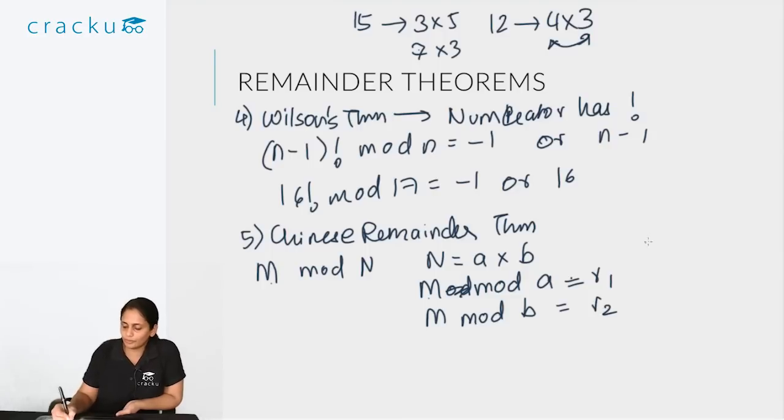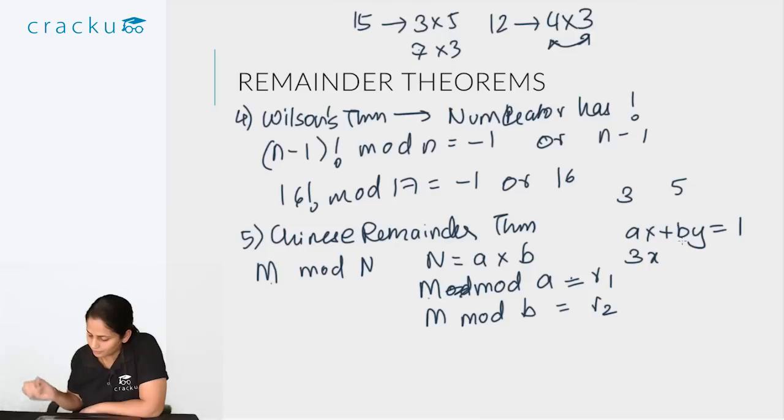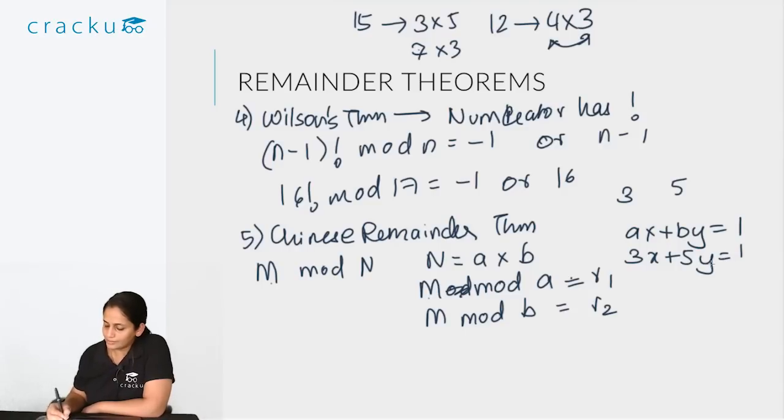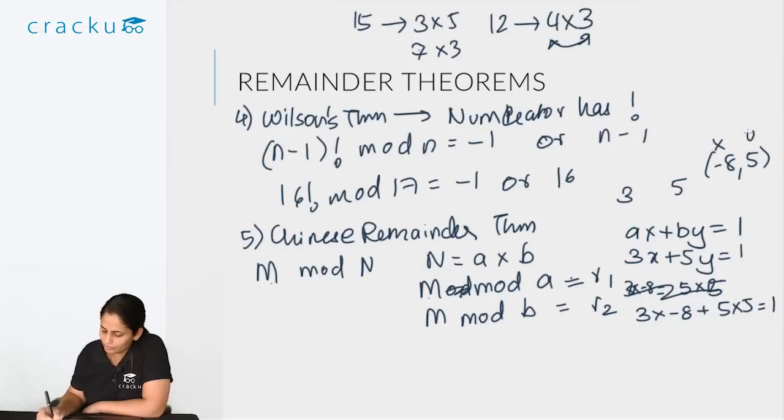Then you have to write down an equation of the form ax plus by is equal to 1. Suppose the factors are 3 and 5. I have to find x and y such that 3x plus 5y is equal to 1. One of these is going to be a positive number, the other a negative number. 5 into 5 is 25, and 3 into minus 8 is minus 24. So 3 into minus 8 plus 5 into 5 is 1. So x will be minus 8 in this case, and y will be 5.